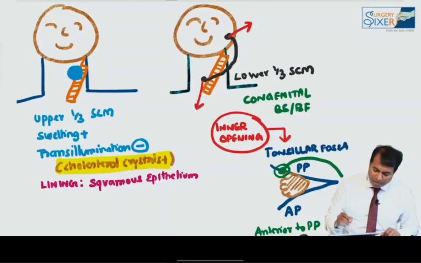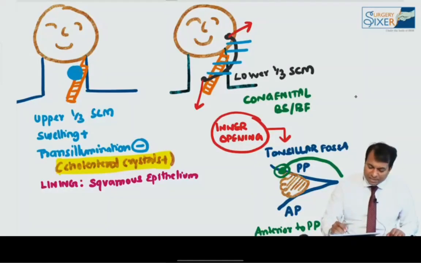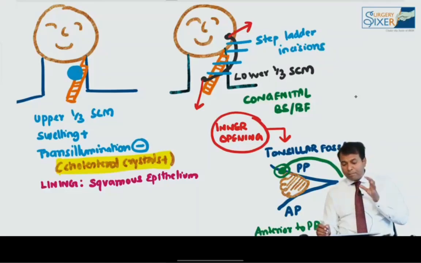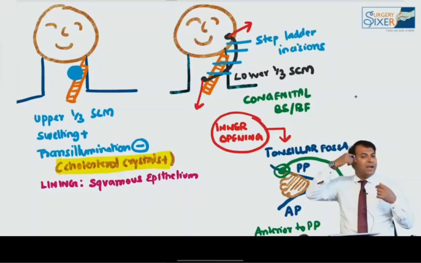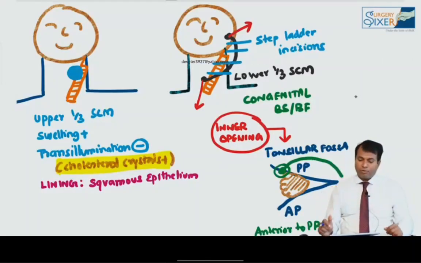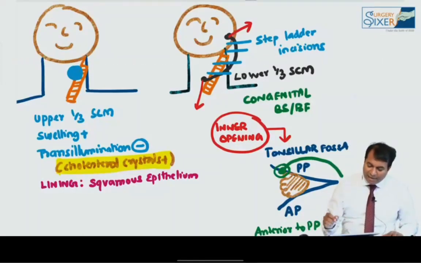So to remove this sinus, we need to put multiple incisions in the neck like this. Multiple step ladder incisions are needed to remove it completely, tracking the tract up to the tonsillar fossa. Because it is very risky, passing between major vessels like the carotid artery and entering the tonsillar fossa, we have to follow it and remove it completely. So this is a congenital branchial fistula or branchial sinus.